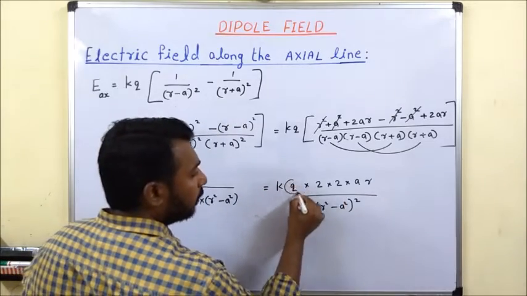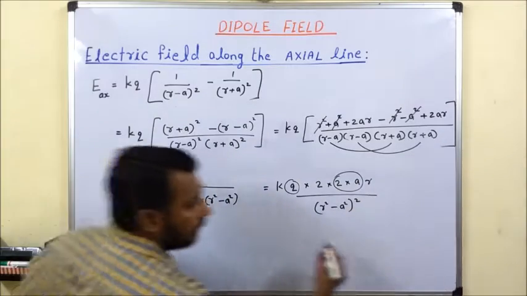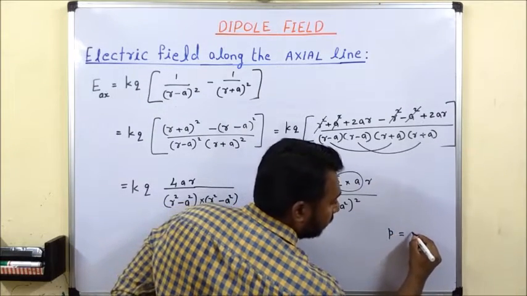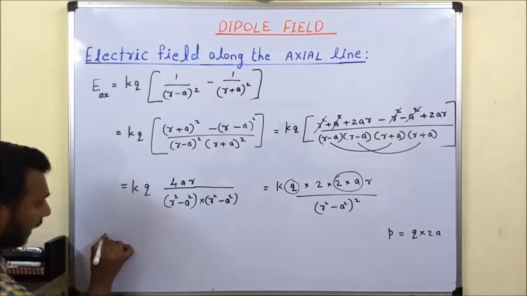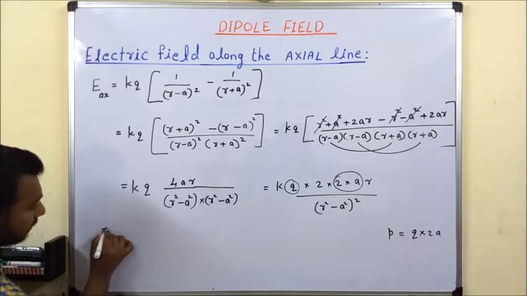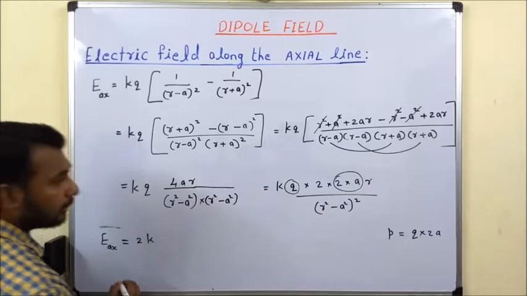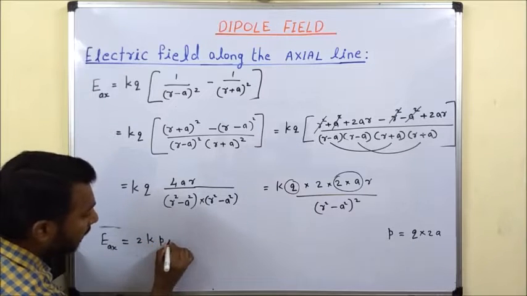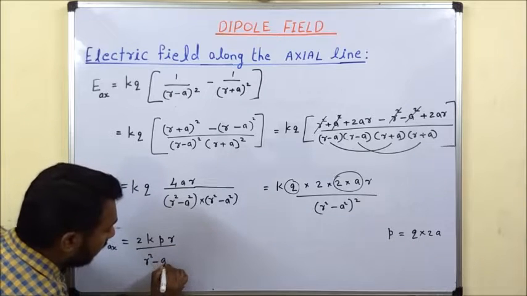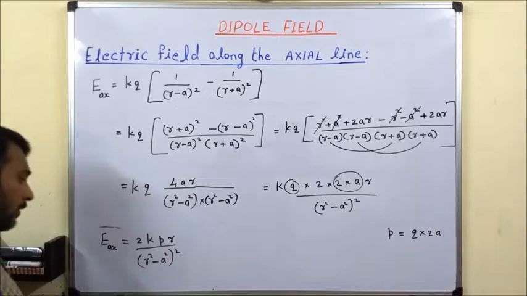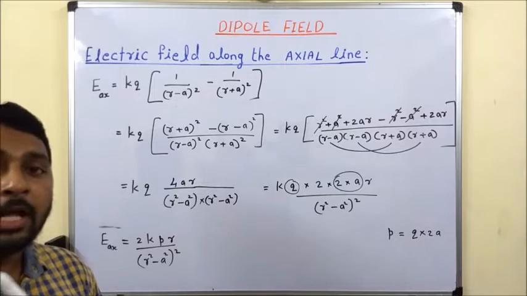Look at this, Q into 2A. We know that dipole moment P is equal to Q into 2A. So what is left? The net electric field EX is equal to 2KPR divided by R square minus A square whole square. This equation will give you the net electric field at point P.